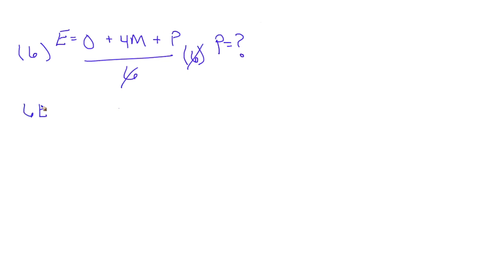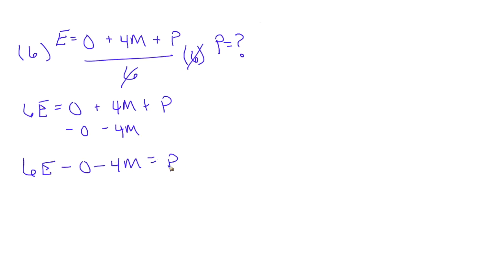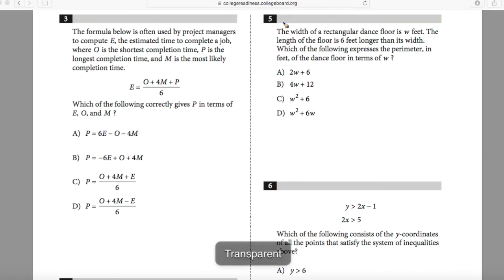So now I have 6e equals O plus 4m plus p, and I want to solve and get p by itself. So by subtracting both of these to the other side of the expression, 6e minus O minus 4m equals p, this should be the available answer choice, or the best possible answer choice. So I'm going to slide back to my answers, and I see here that A is indeed my best possible answer choice. C and D are still in fraction form.